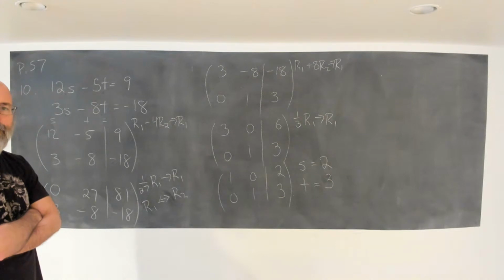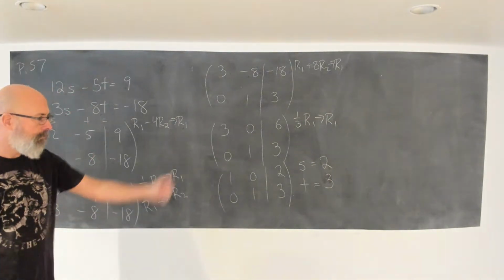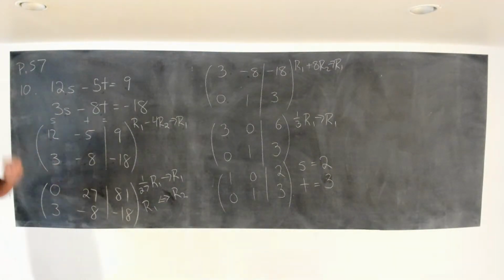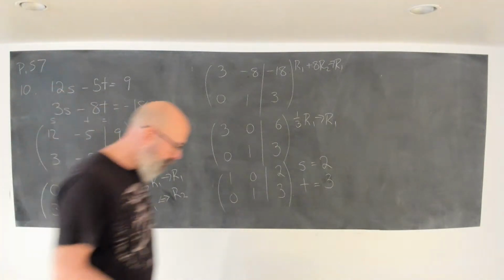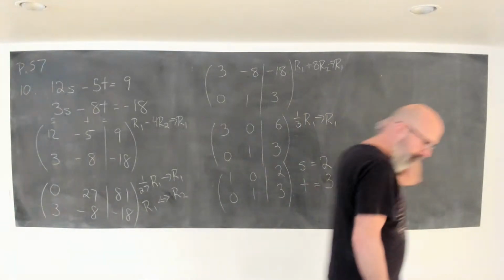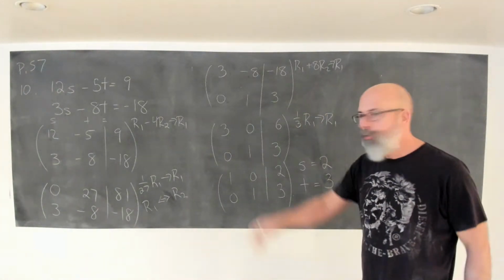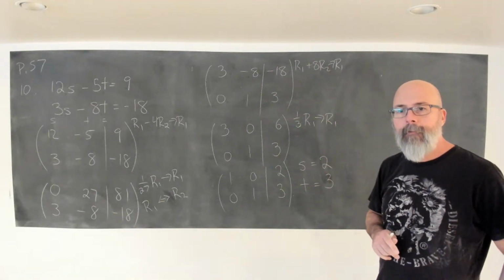There it is. You know it's right. It satisfies the equations. Right? If you had divided by 12 or divided by 3 to get the 1 as a first step, you would have had to deal with fractions throughout the whole row reduction process.